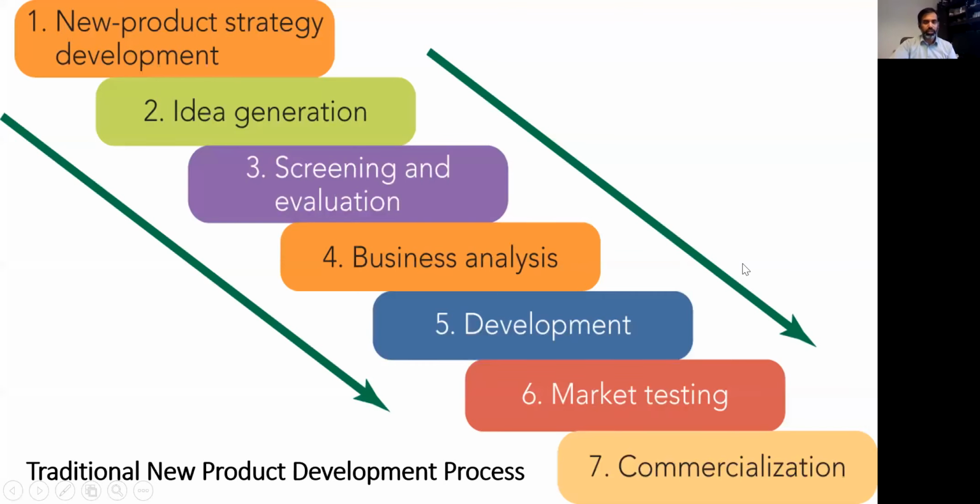All right, so this is the traditional linear, I would call it, new product development process. So you've got the opportunity, idea generation, screening, evaluation, business analysis, you develop the product, do the testing, and then you commercialize. So it's a very linear process, as you can see. One step leads to the next.